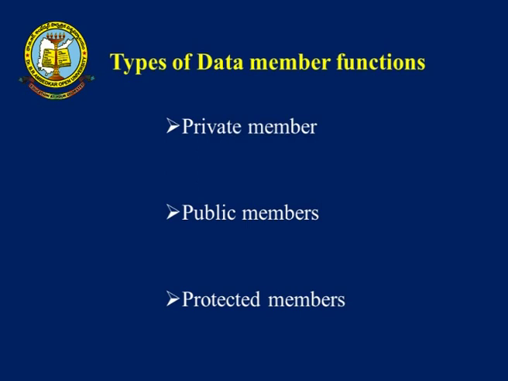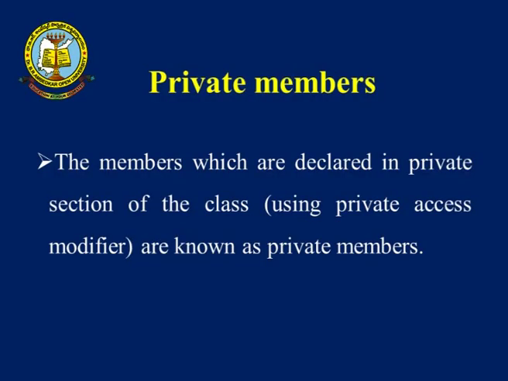First one is the private, second one is the public, and third one is the protected. We will discuss one by one what is private member, what is public members, what is protected members. So first we will discuss about the private members.